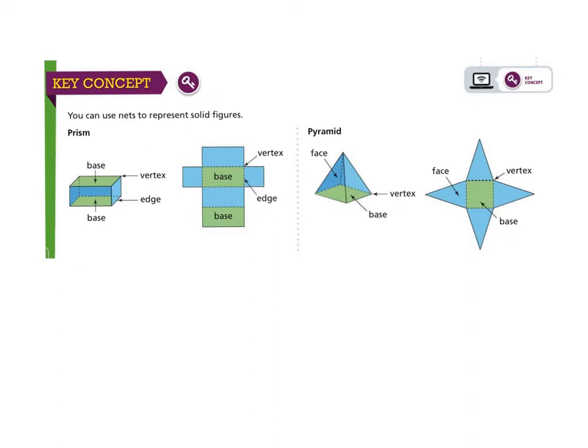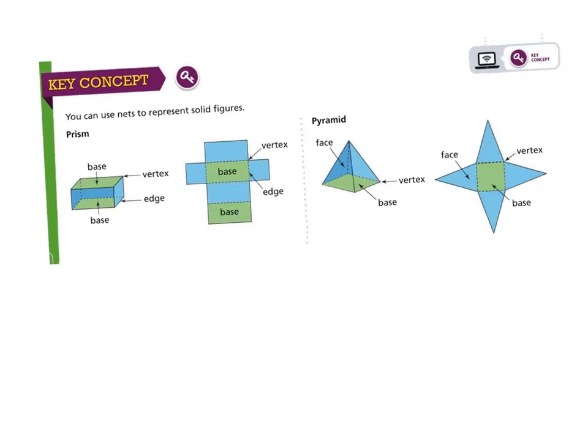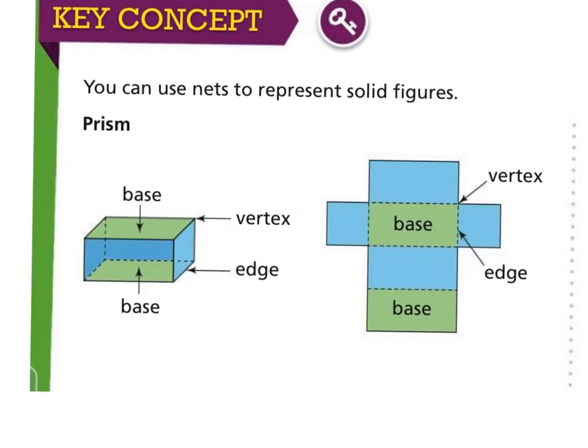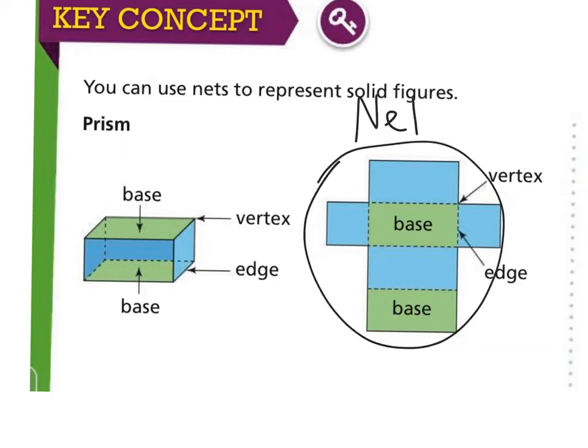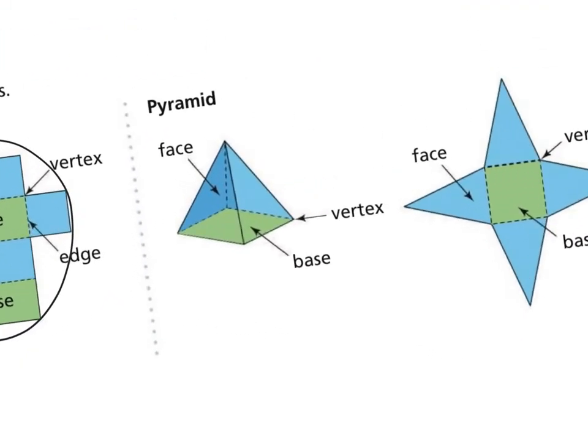So the key concept, kind of recapping what we talked about, how we can use nets to represent these figures. Again, this would be a rectangular prism, kind of looking like a cross as a net. Again, to emphasize, this is the net when it's unfolded. And then over here we've got a pyramid.